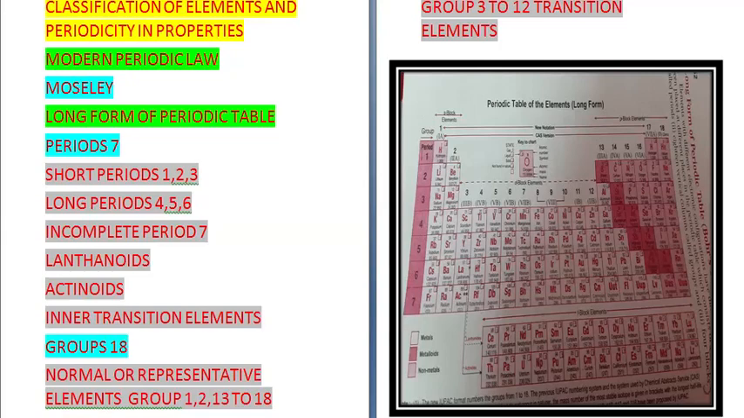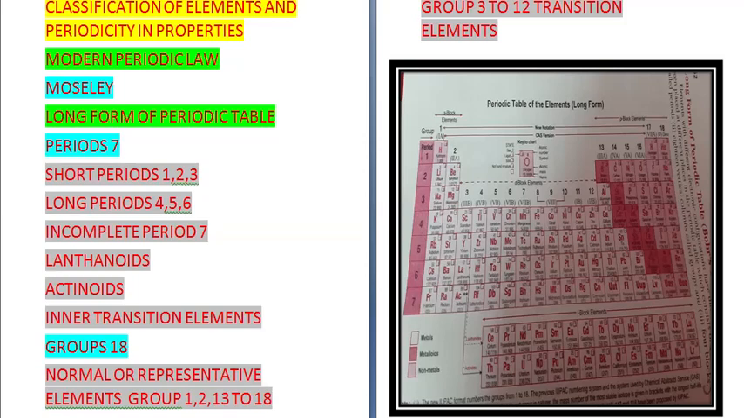Children, today we are going to study the chapter Classification of Elements and Periodicity in Elements. Now, the periodic table is a table in which elements are classified according to their similar properties and grouped together in vertical and horizontal columns.